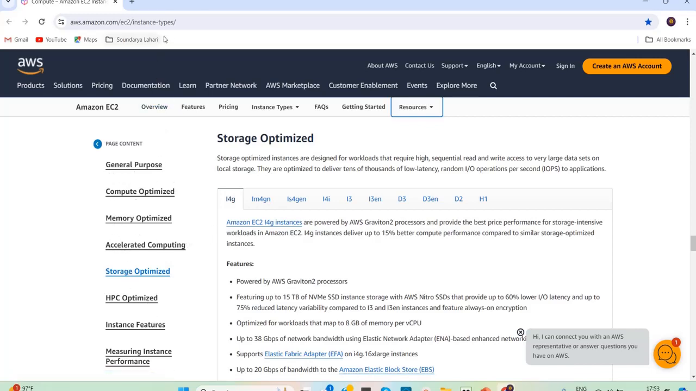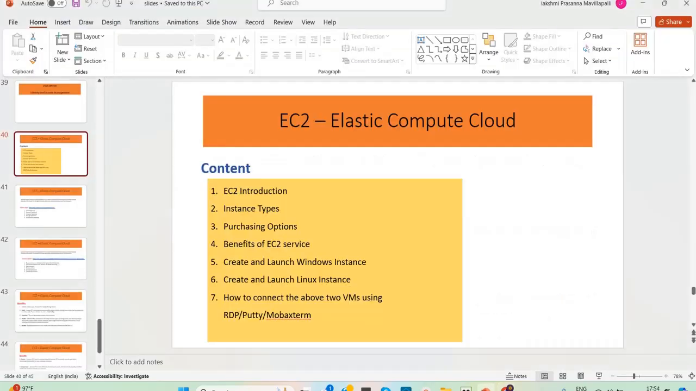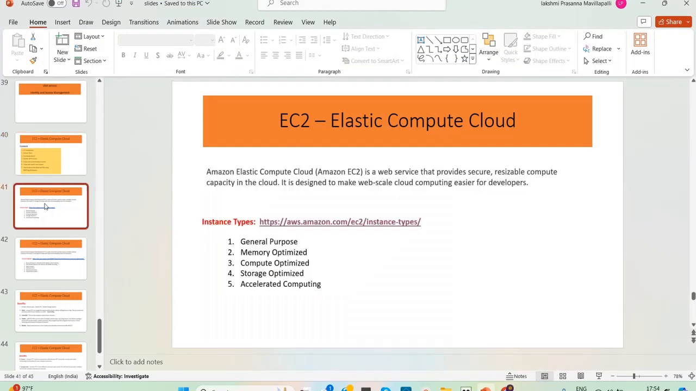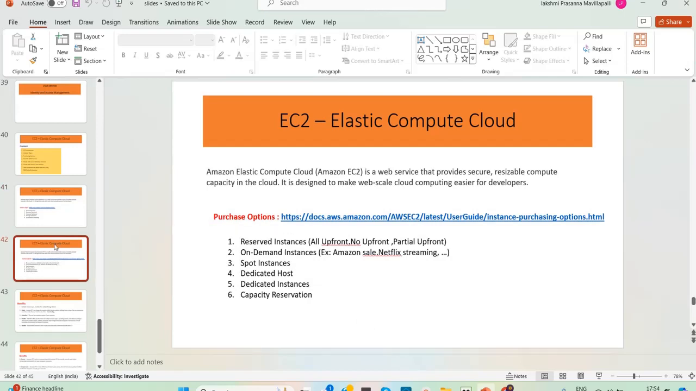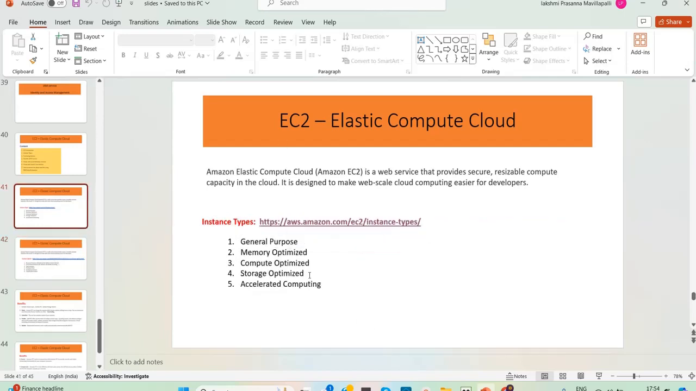So you can go to this link, and whenever you find time, you can see all the differences between the different subtypes of these instance types as well. All you need to remember here is, while creating an instance or a virtual machine, the first thing you need to keep in mind is to select what type of instance you want. That's it. It depends on different factors. Right. So I hope you understand the instance types.